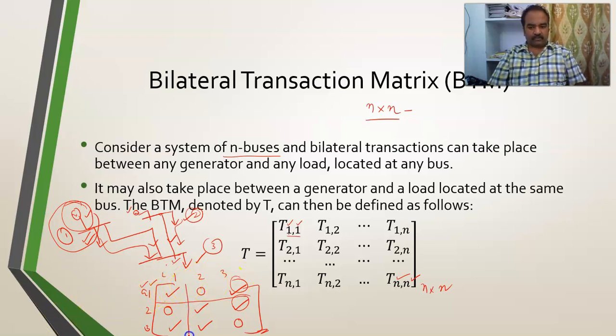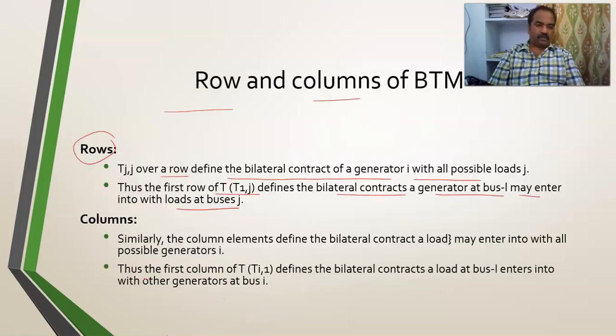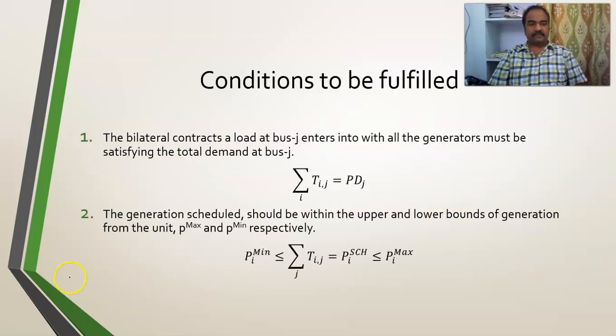Similarly, if I go through a column, it is the number of transactions which are made by this load in order to obtain power from different generators. This is the case if we observe a column or a row matrix. So a row always indicates the bilateral contracts of a generator. Similarly, a column defines the bilateral contracts a load at bus enters into with other generators. So the condition to be fulfilled is that at bus J, the bilateral contracts a load at bus J enters into with all the generators must satisfy the total demand at bus J.